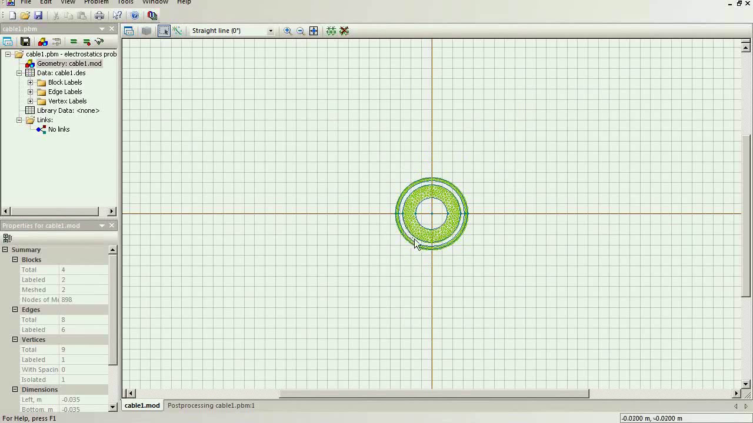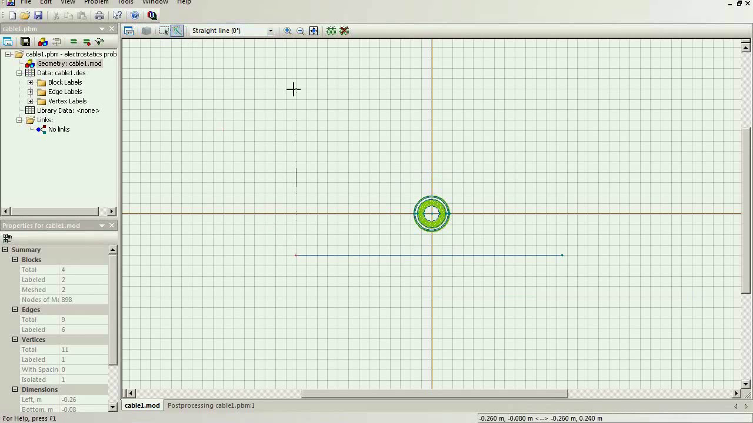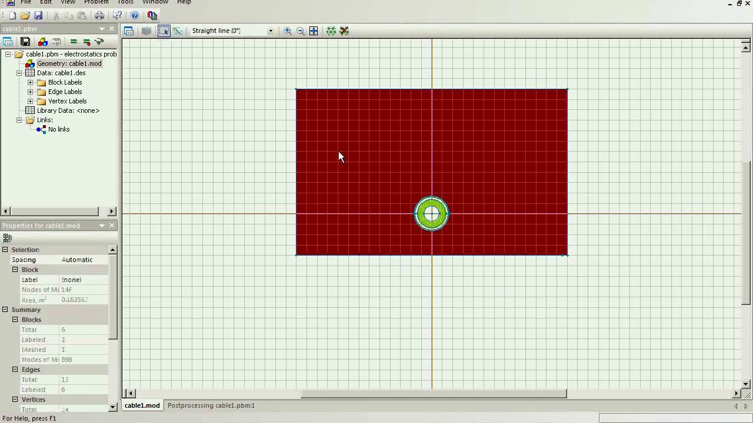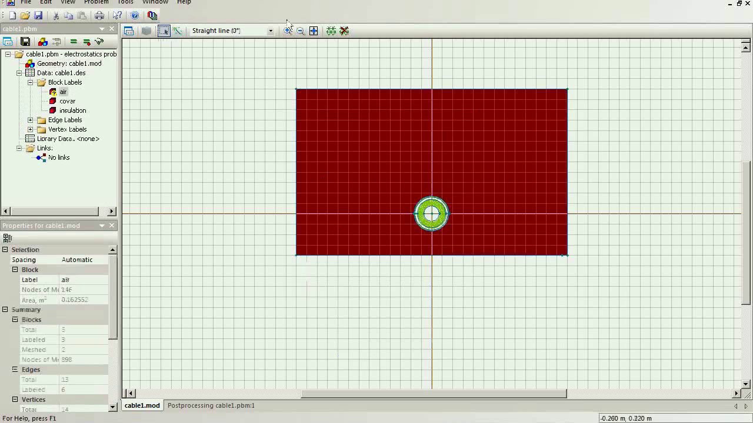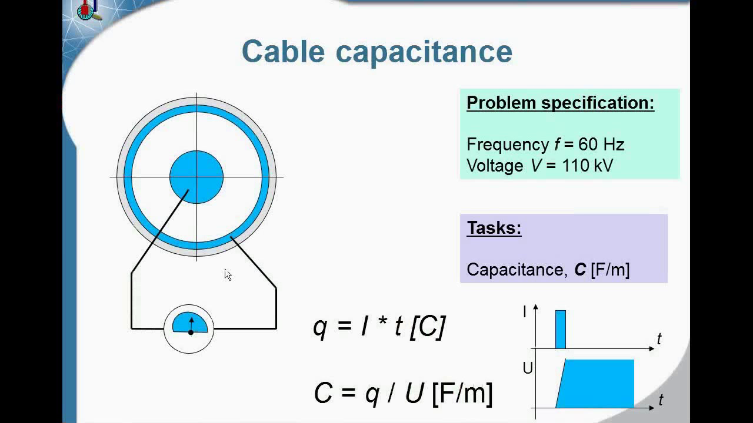On pictures, you may be interested in the capacitance not only between the cable and the shield, but also between the shield and the ground surface. So in this case, if you need to measure the capacitance between the shield and the ground surface, you should draw the ground. You should add the air block. This block is air block.